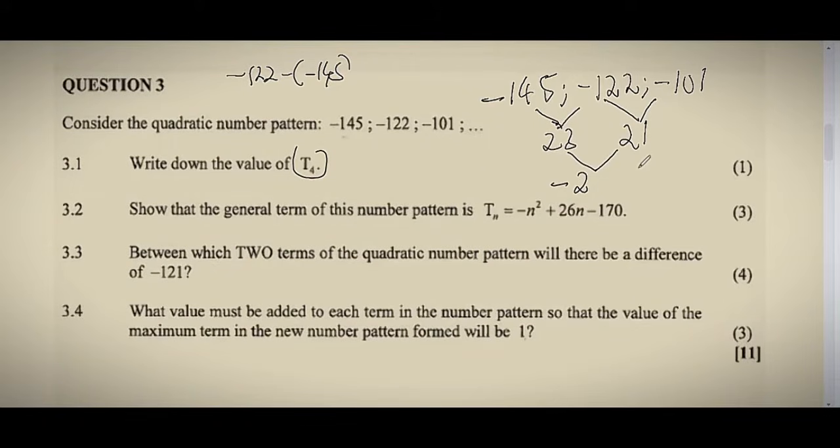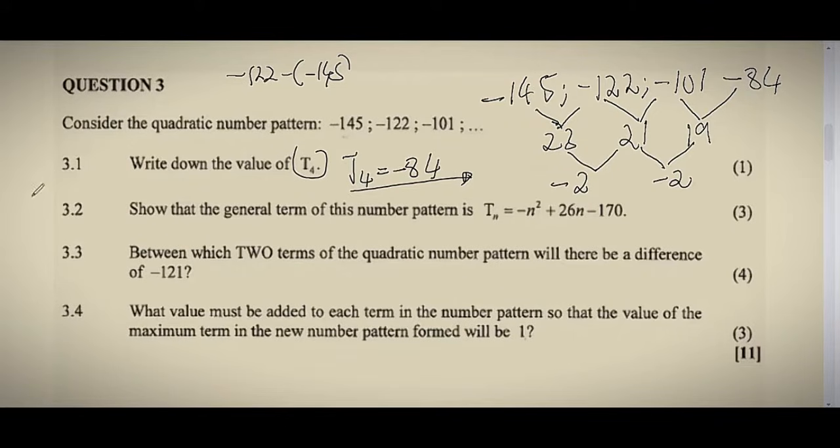But then remember, we are looking for T4. So we can say we have a second difference that is consistent. So that's 21 minus 2, that will give us 19. Now, what are we supposed to do with this 19? We must add it to this -101. So if we say -101 plus 19, that will give us the value of term number 4. So that's -84. Now, therefore, we have T4 is equal to -84. Right.